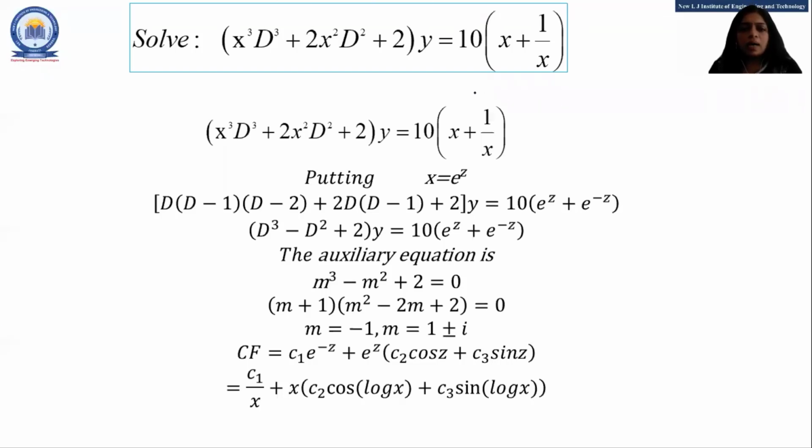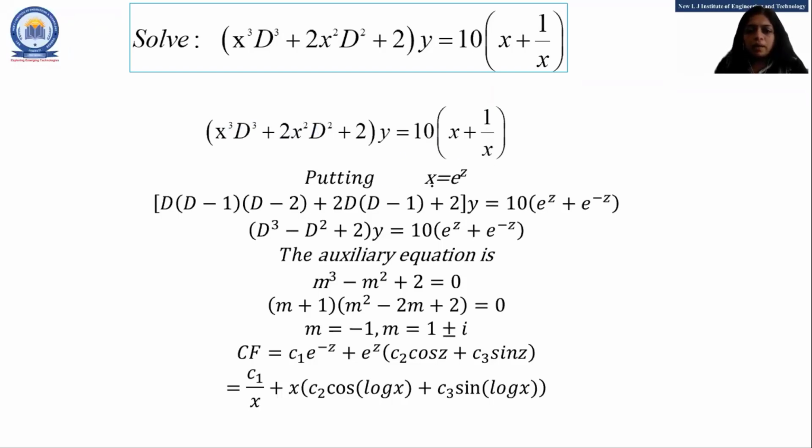Now, my last example for today's lecture, that is x cube D cube plus 2x square D square plus 2, into y is equal to 10 x plus 1 by x. Again, the derivative D cube goes with x cube, D square with x square. So this is the Euler-Cauchy example.